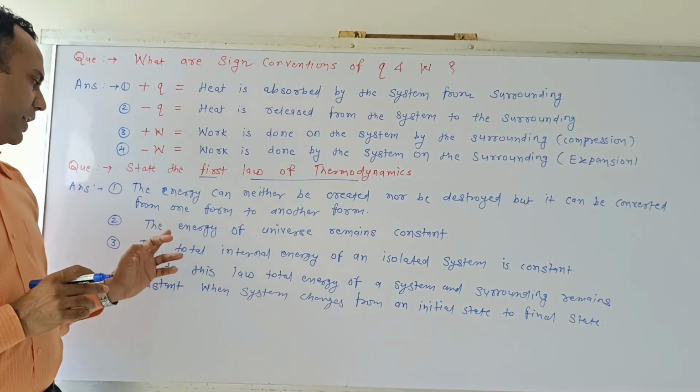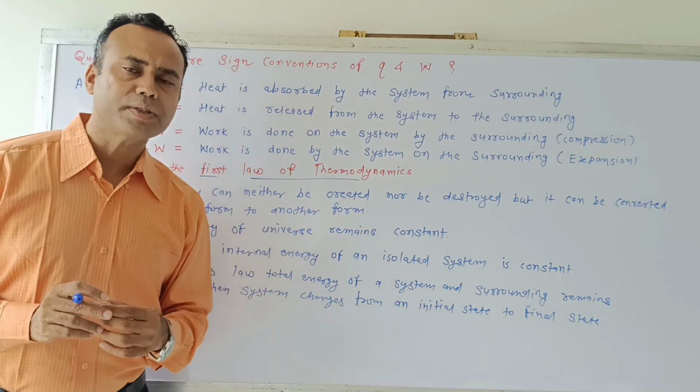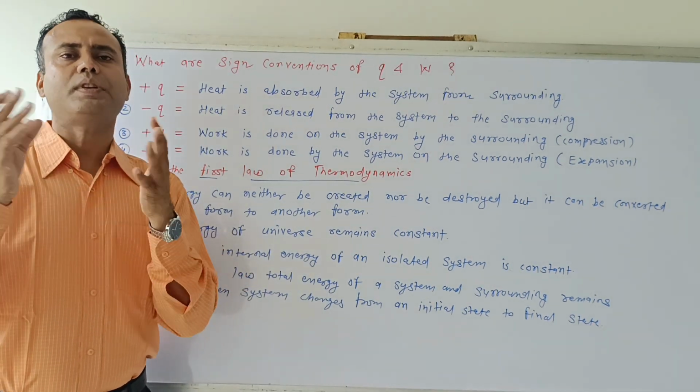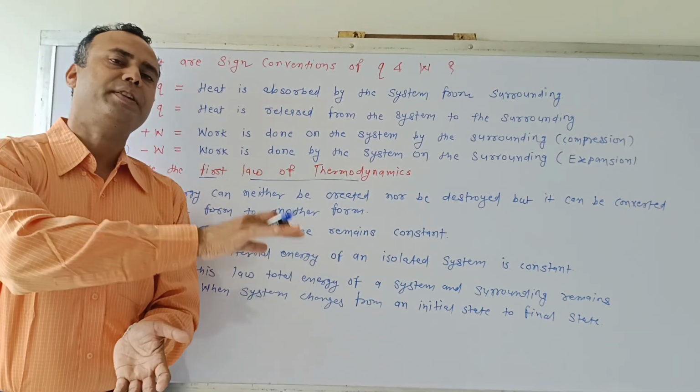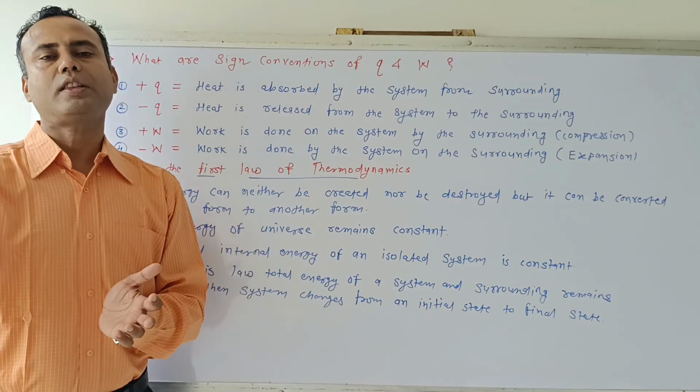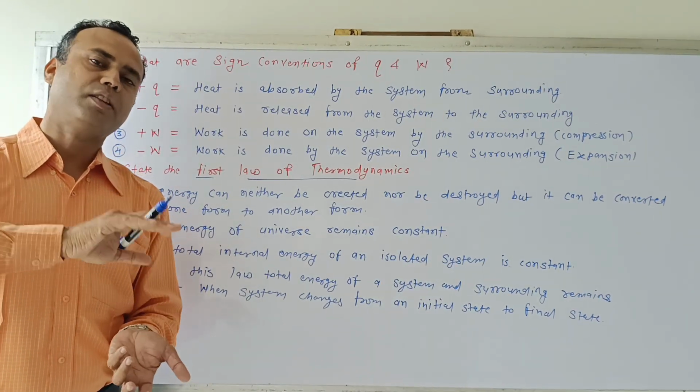The second statement is that the energy of the universe remains constant. As we are saying that in the universe, one form of energy is converted into another form, which is converted to another form, and the next form is converted into another form.